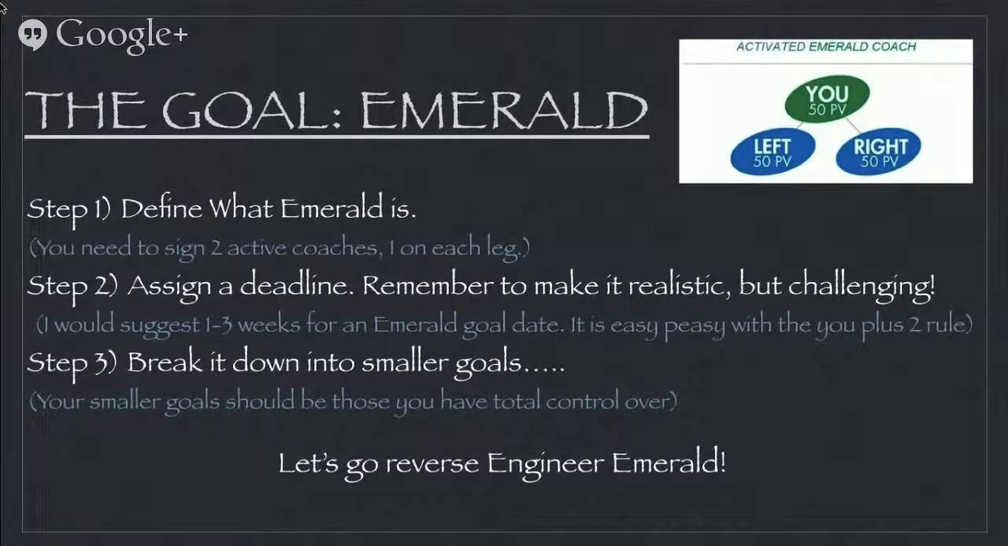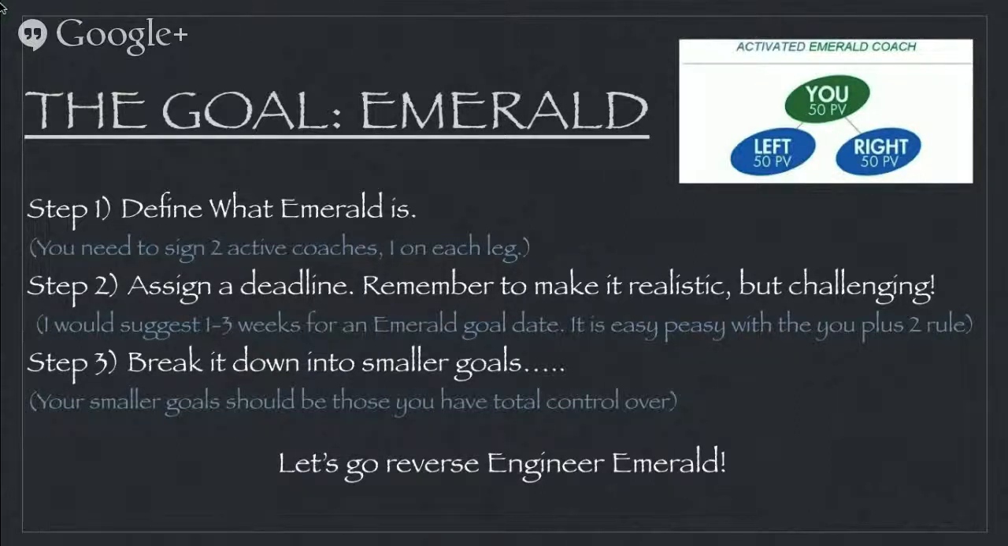So let's go over the first goal. Some of you have already hit this, and if you have, watch it anyways because you can teach it to your coaches. So the first goal is emerald. The first thing we need to do when starting a goal towards emerald is to define what emerald is. So you need to be an active coach, and since you're drinking Shakeology, you're going to be active. You also need to sign up 2 active coaches, 1 on each leg. So you want them to sign up with either a challenge pack or a Shakeology. Challenge pack obviously makes more sense.